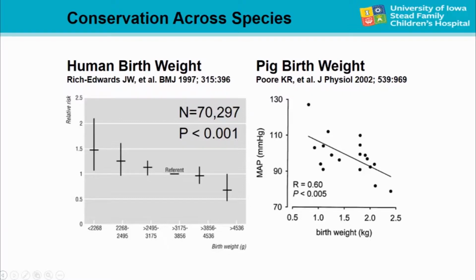And I cut this slide down to just a few different species. Hit pigs here, and this group in the UK showed what many people have shown in countless numbers of species now, that as birth weight decreases, your systolic blood pressure or mean arterial pressure in adulthood increases in a very linear distribution. There's no real cut point.